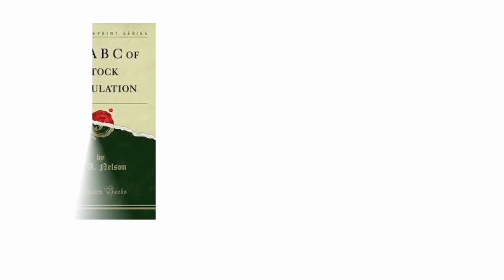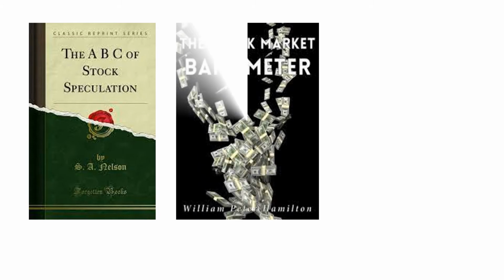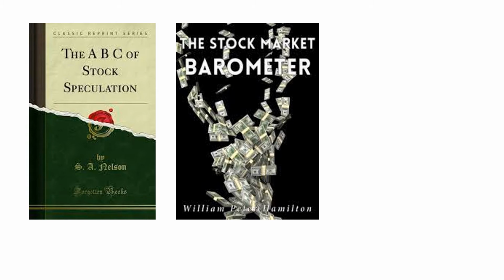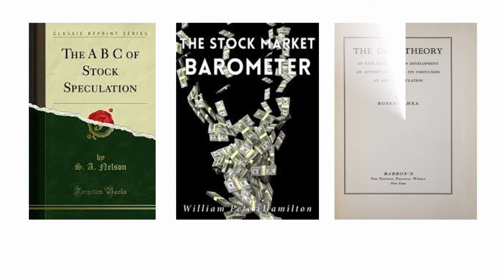Charles Dow never formally organized his theories into a cogent whole and never wrote a book on his findings. In 1902, the term Dow theory was coined by author A. C. Nelson, who organized Dow's Wall Street Journal editorials into a book called The ABC of Stock Speculation around the time of Dow's death. In 1922, William Peter Hamilton, who became publisher of the Wall Street Journal after Dow's passing, based his book The Stock Market Barometer on Dow's tenets. In 1932, Robert Rhea further refined this concept in his book The Dow Theory, an explanation of its development and an attempt to define its usefulness as an aid to speculation.